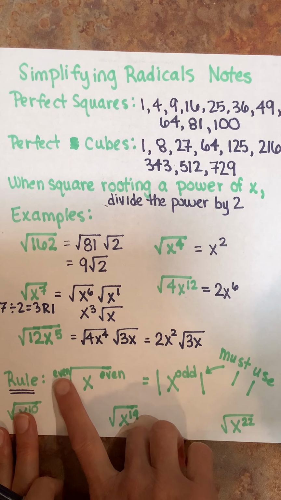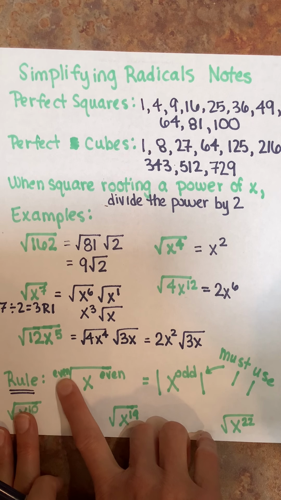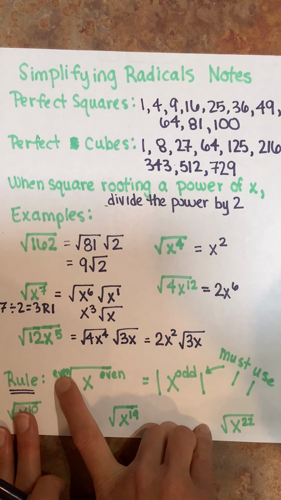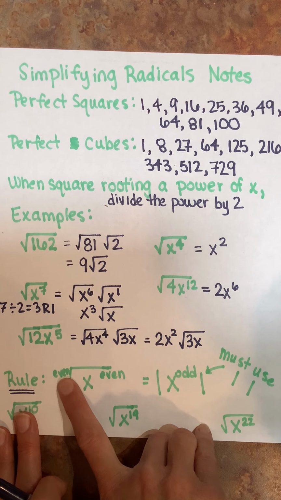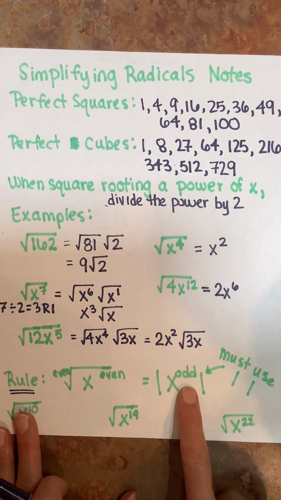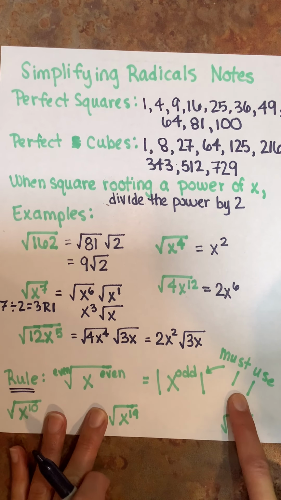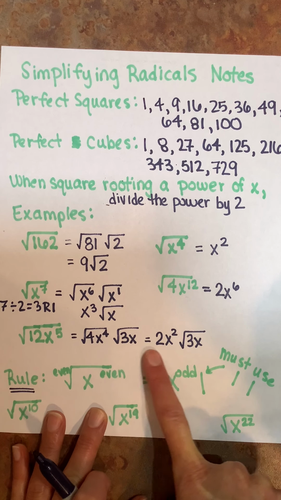So whenever you have an even index, like the kind of root it is, the number of the root, that's called the index. So like a fourth root, a sixth root, a square root, if there's an even index and an even power and you get an odd answer, you have to use the absolute value to get an odd power answer. Did we encounter any of those up there?